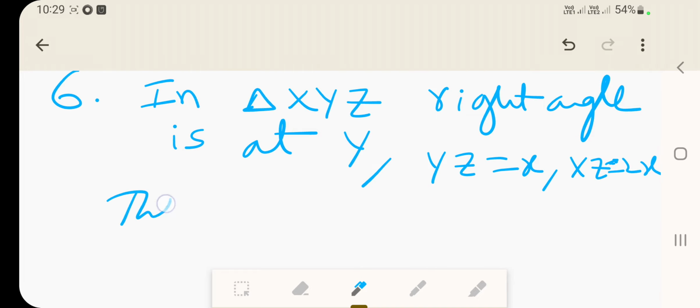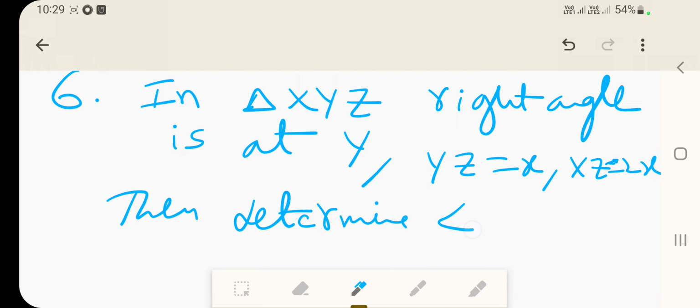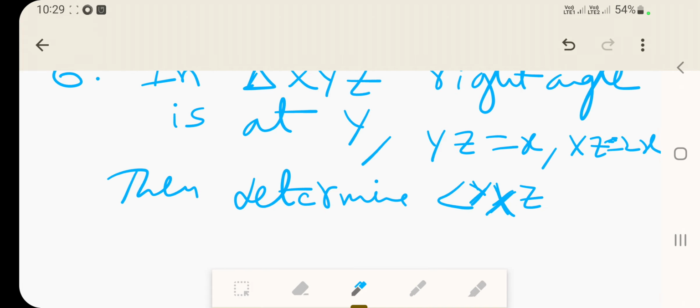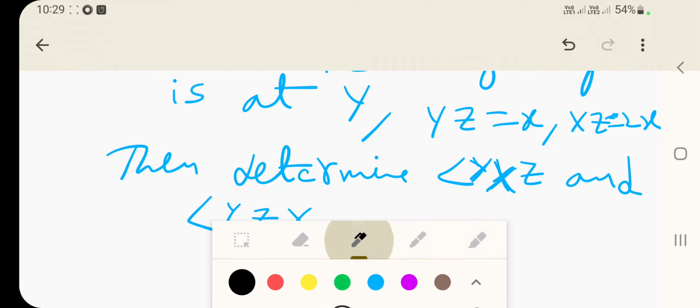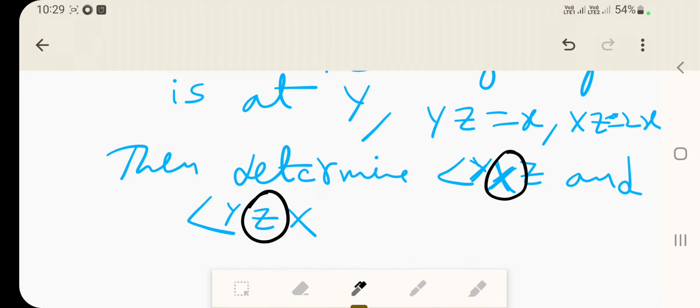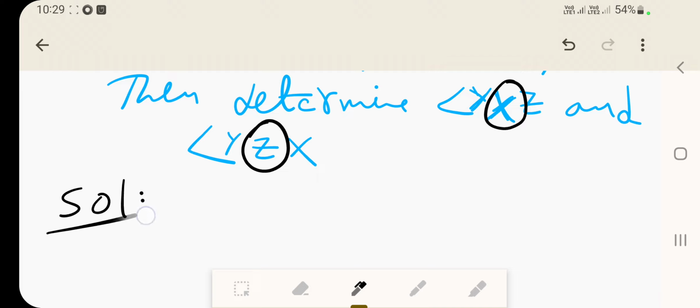Then what they are asking is to determine angle YXZ. Angle YXZ means they are asking to calculate angle X, and another they are asking is angle YZX. That means we have to calculate angle X and angle Z, these two. The middle alphabet is the angle representation, and we have to calculate those angles.